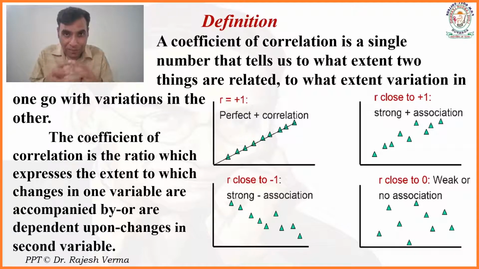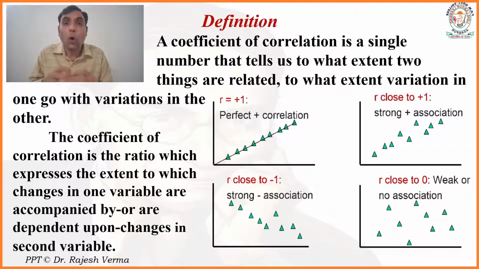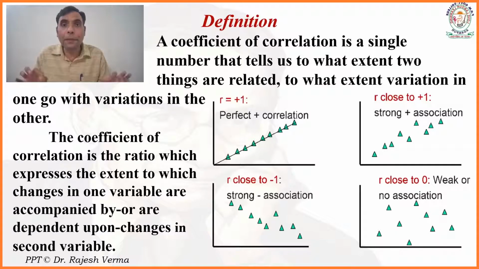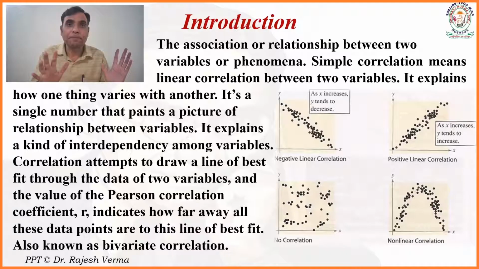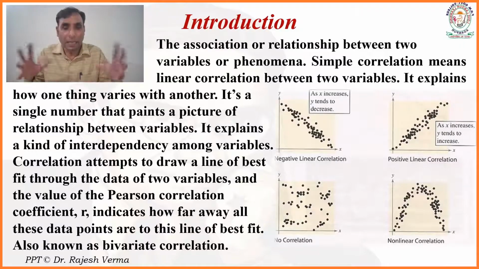So, the central idea of correlation is the relationship between two things, or two data sets, or two variables, and the degree and the direction of that relationship. That is the only purpose or objective of correlation. In the introductory part, the association or relationship between two variables or two phenomena is measured using correlation formulas developed specifically for this purpose.